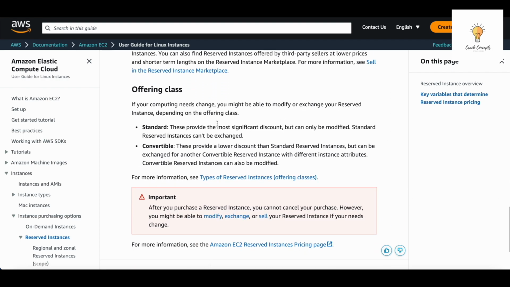And the offering class is standard and convertible. So there are two types of reserved instances: the standard one, which is basically the non-convertible one, and the second one is convertible. Convertible means you can convert your instance type. So before, maybe you were using a T2 medium size, and you want to convert it to T2 large. You can do that because it's a convertible reserved instance. But convertible reserved instances are also a little more expensive than the standard one.